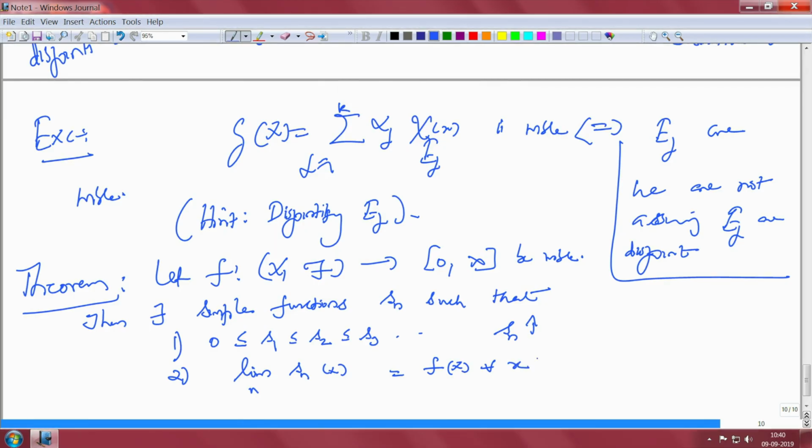So any positive measurable function is an increasing limit of simple functions. Moreover, if f is bounded, so the measurable function you started with is bounded, then the convergence is uniform.